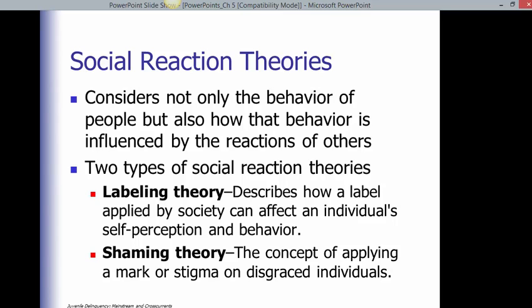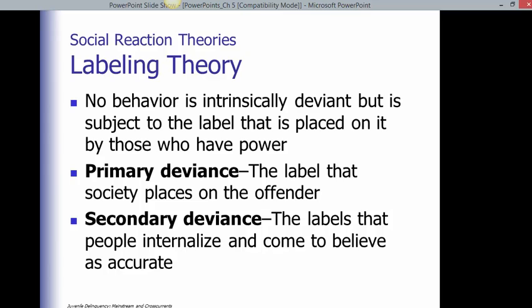Social reaction theories consider not only the behavior of people, but also how that behavior is influenced by the reaction of others. Two types of social reaction theories. 1. Labeling theory describes how a label applied by society can affect an individual's self-perception and behavior. And 2. Shaming theory, the concept of applying a mark or stigma on disgraced individuals.